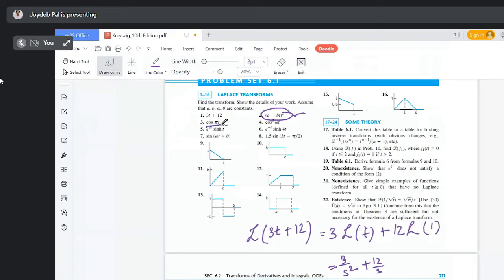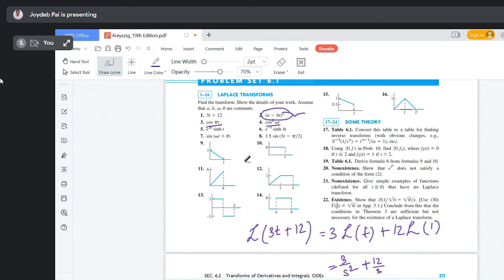Now that is simply cos pi t. Like cos omega t in the table, here omega is pi. So directly you can tell me what is the Laplace transform of cos pi t. Can anyone? s by s square plus pi square. Repeat. s by s square plus pi square. Yes, s by s square plus pi square.